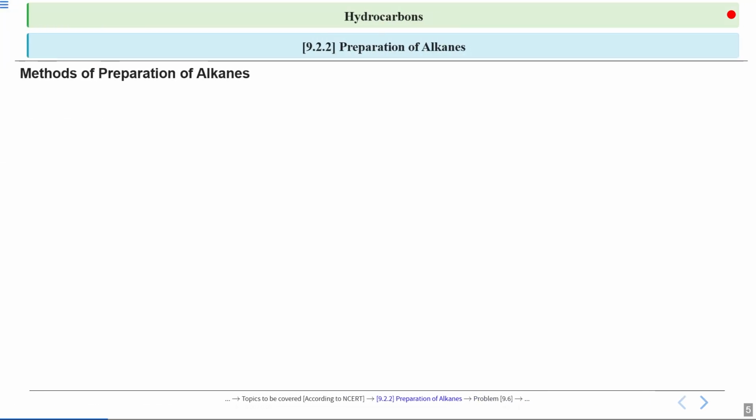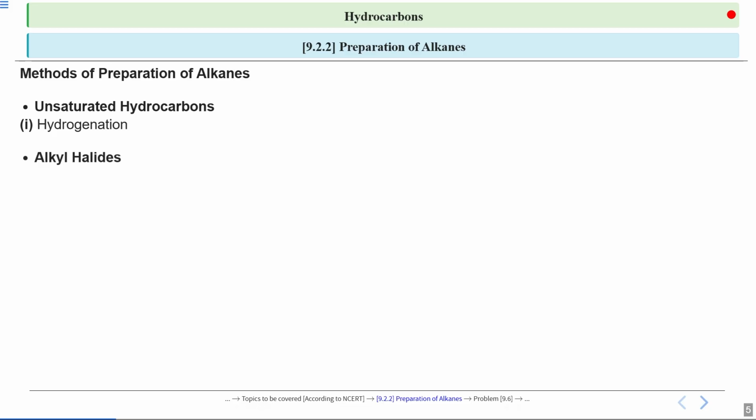So let's now discuss the methods of preparation for alkanes, beginning with the unsaturated hydrocarbons. So these are hydrocarbons that contain a double or triple bond. The process of converting these into alkanes involves breaking this multiple bond to form a single bond, which is crucial for creating saturated hydrocarbons. The first method we will discuss is hydrogenation. This process involves adding hydrogen to unsaturated hydrocarbons, effectively saturating them. It is a common industrial method used to convert vegetable oil into margarine, for example.